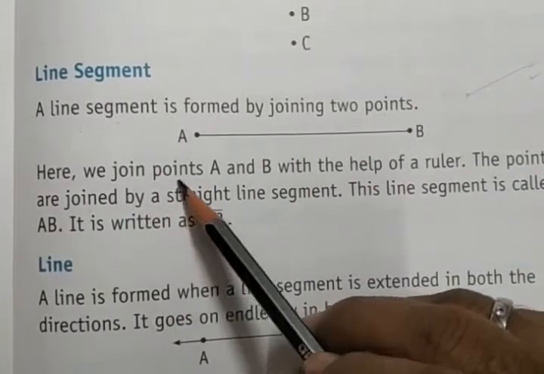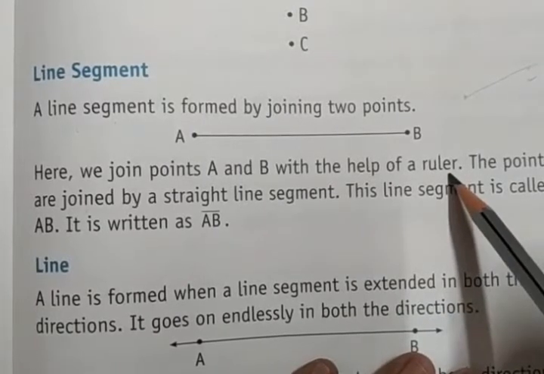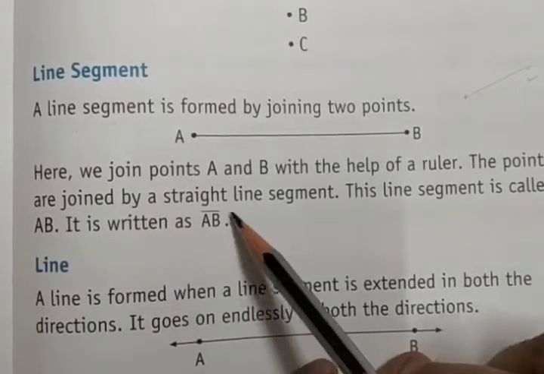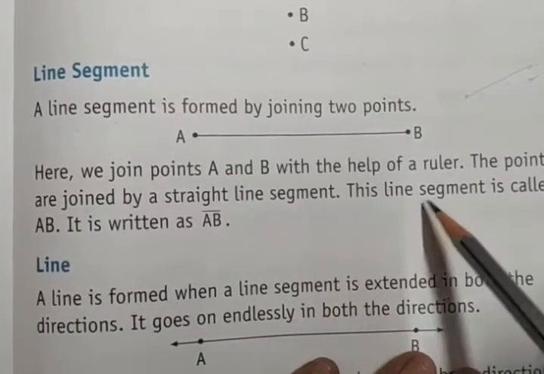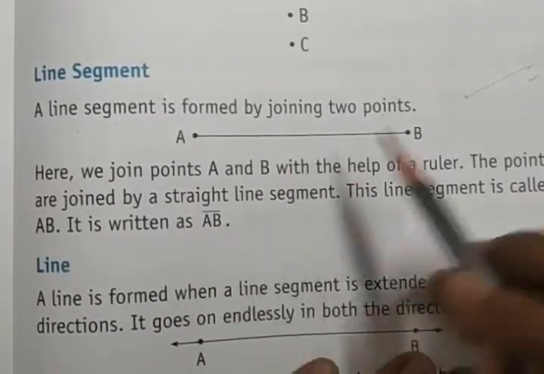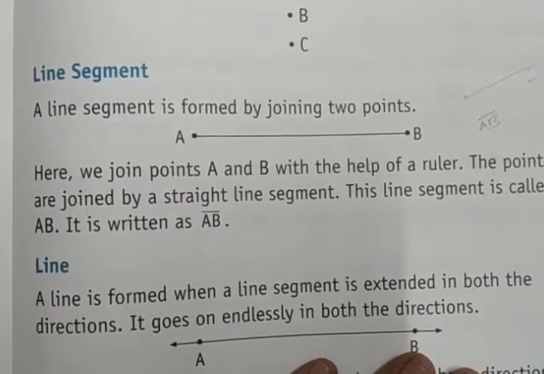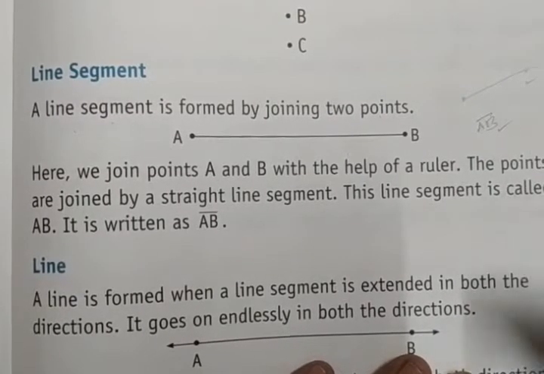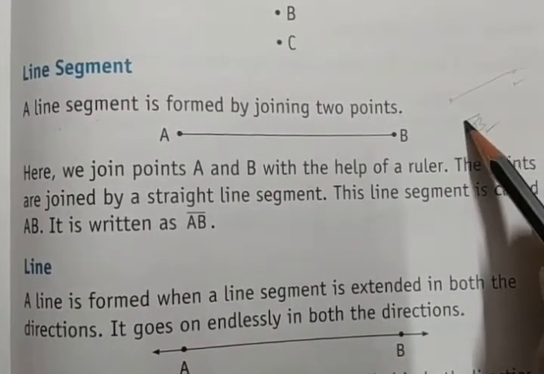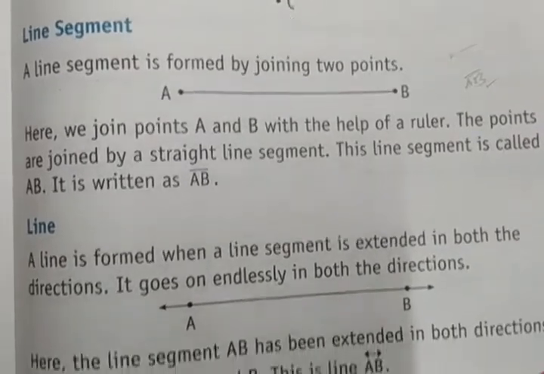Here we join point A and B with the help of a ruler. Ruler means a scale, we can see, right? The points are joined by a straight line segment. This line segment is called AB. It is written as line segment AB. This is denoted with capital letters, and above them we put a sleeping line. This straight line is a line segment.